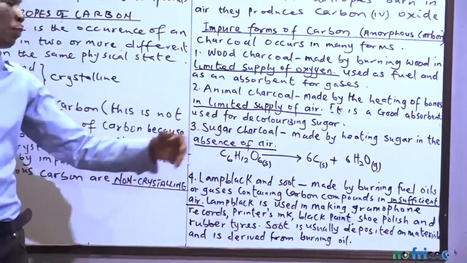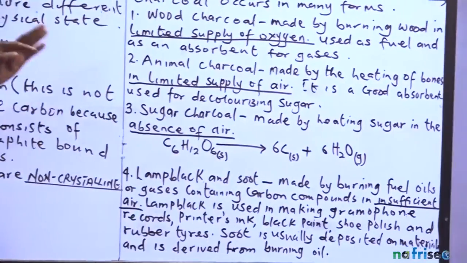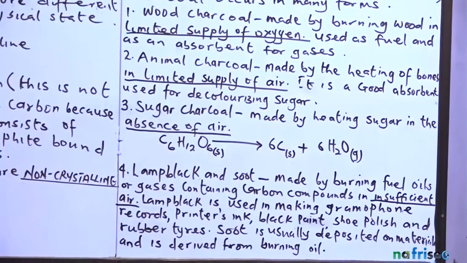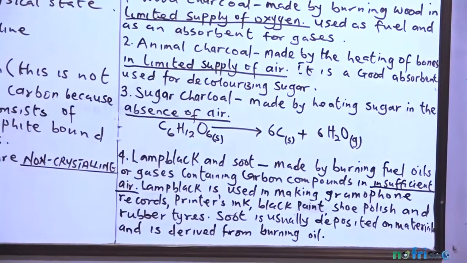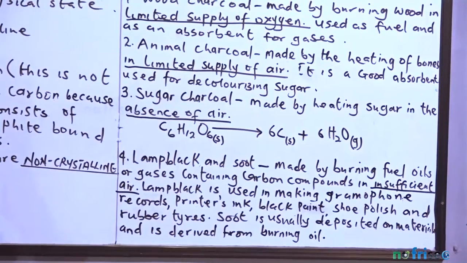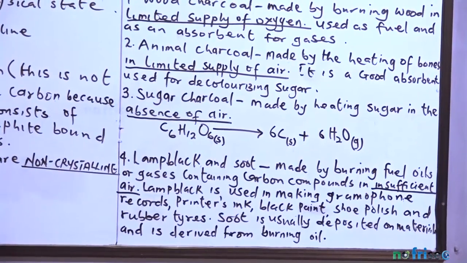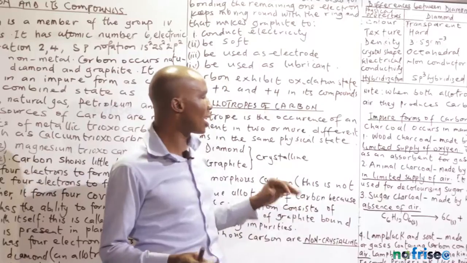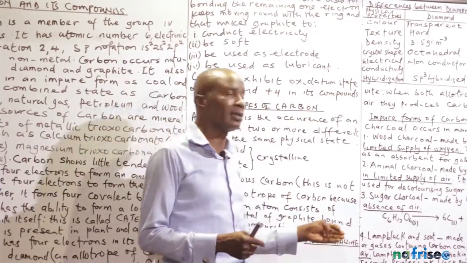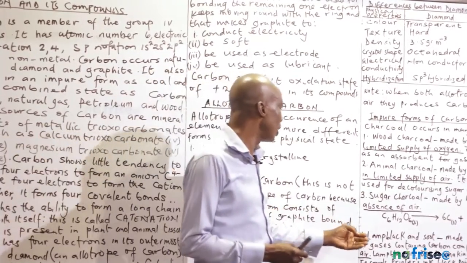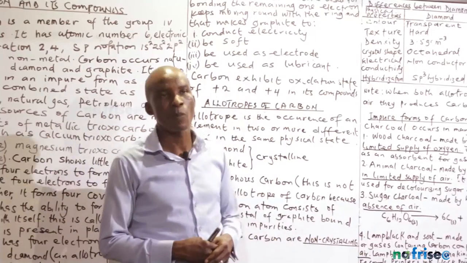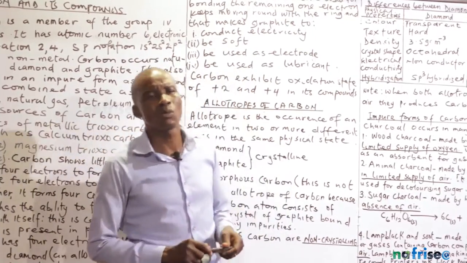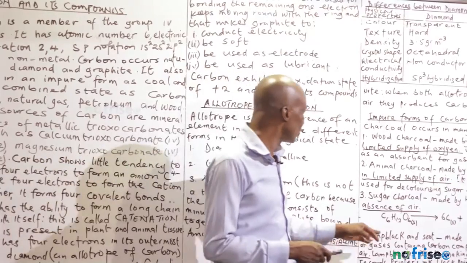So when fuel oil is burnt, it needs sufficient air. You will not allow air to enter inside that bulb, or else that thing will not bring out light the way it should. So anytime you burn fuel oil or gases containing carbon compounds, it needs sufficient air, you are having your lamp black.